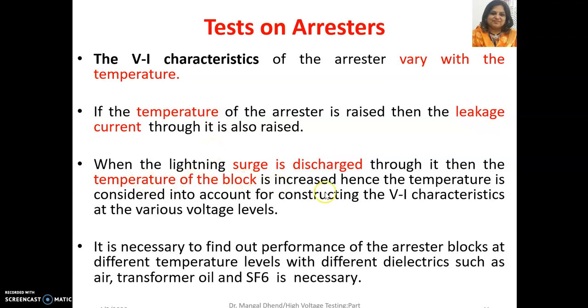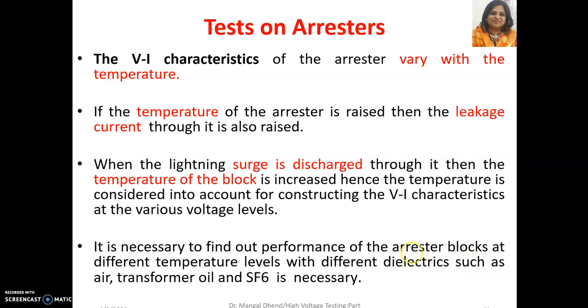When the lightning surge is discharged through it, the temperature of the block increases. Hence the temperature is taken into account when considering VI characteristics at various voltages. Means you can plot these VI characteristics at different temperatures. It is necessary to find out the performance of the arrestor blocks. As I already told you, it will be tested in blocks, different stacks.